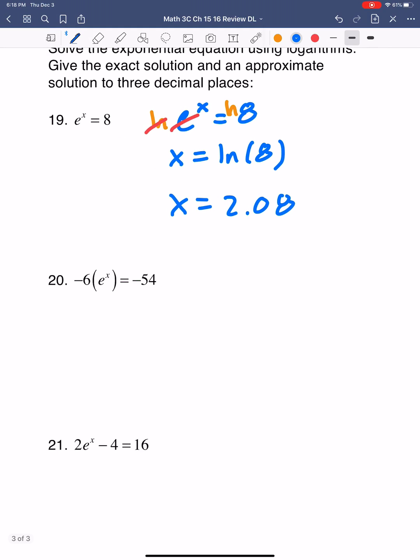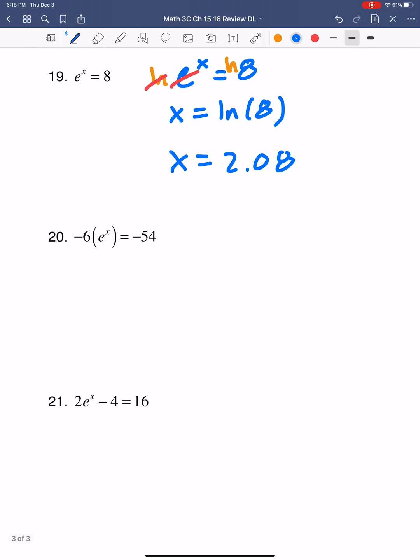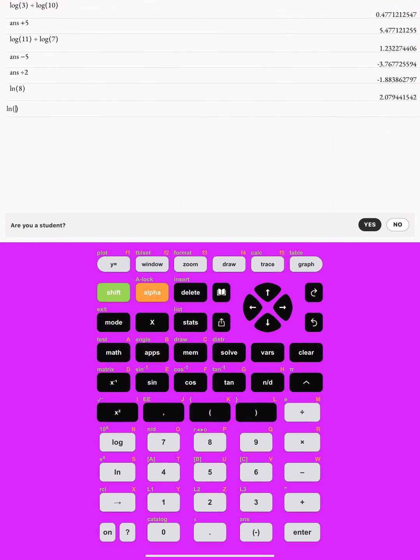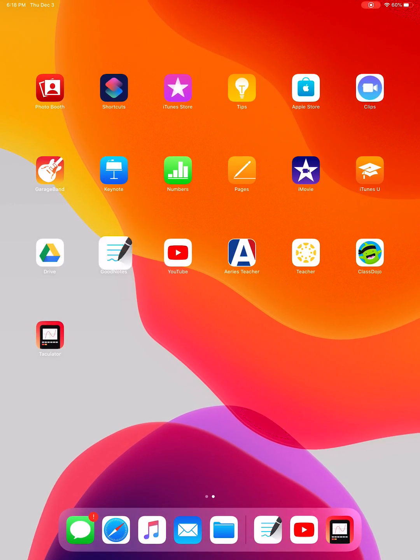Same idea here on number 20, except we're going to need to isolate the e first, the base of the exponent, just like before. So I'm going to start by dividing by -6. And I get e to the x equals, that's going to give me +9. Now I'm ready to use the natural log on both sides. So those natural log and e cancel each other out. And I'm just left with x equals the natural log of 9. Which gives me 2.197, so we'll round that to 2.2.